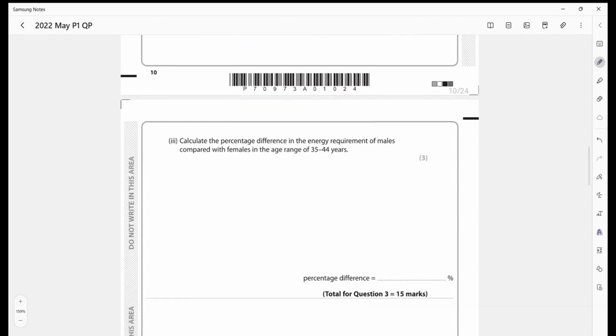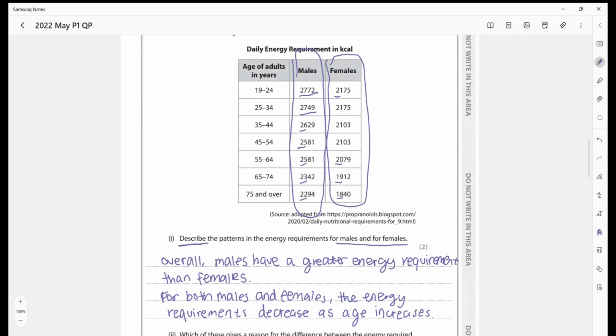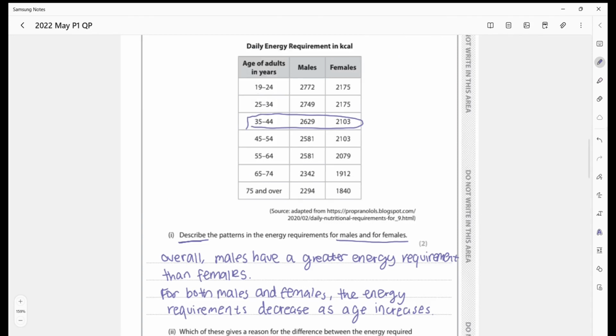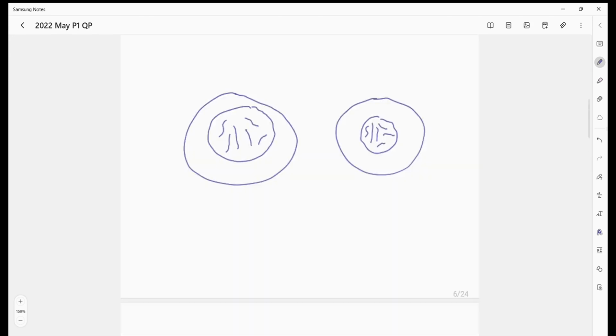Alright, let's do the last part of this question. Calculate the percentage difference in the energy requirements of males compared with females in the age range 35 to 44. So let me just erase this so we can properly see this. So ages 35 to 44, that's 2629 for males. Let me just write this down. 2629 for males, and for females that would be 2,103.